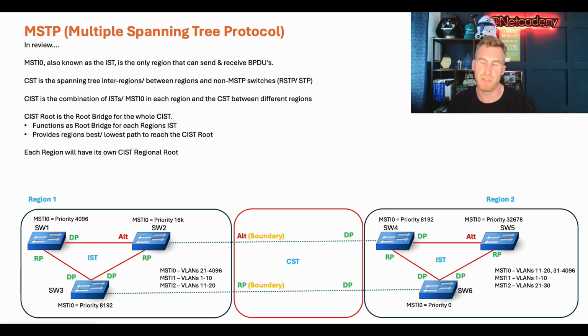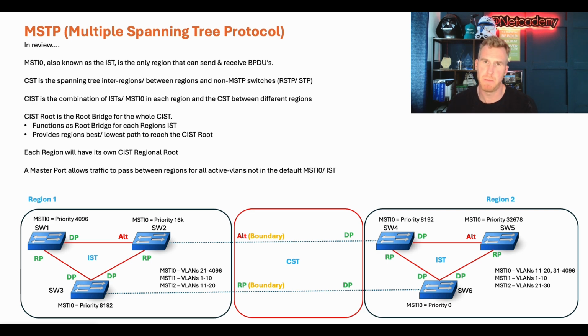But additionally, each region will have its own regional root. So just because switch 6 was the CIST root doesn't mean it's also going to be the CIST regional root for region 2. I would imagine that pretty much that's always going to be the case, because it's going to be based on priority first. And obviously lower priority wins. So I would imagine the CIST root will also be the regional root for that region. But in each region, you will have a regional root as well. Again, to calculate that loop-free topology.